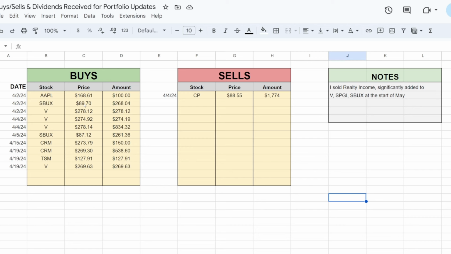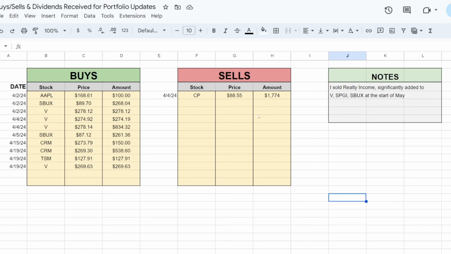I bought a lot of Starbucks, and this is where I believe I made a mistake. I bought a ton of Starbucks. I thought it was undervalued, $89.70. Bought a lot of Visa, bought about 3 shares of Starbucks here, bought a ton of Visa initially, based off the proceeds of this Canadian Pacific sell, which I got $1,774 for, and made some good capital gains on that Canadian Pacific sell.